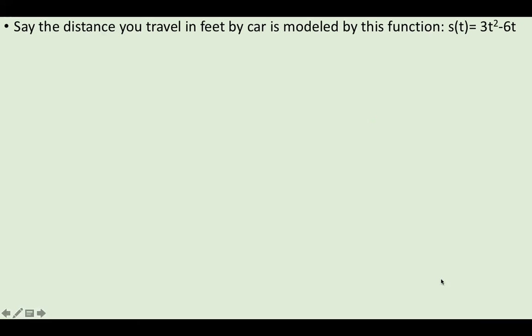Okay, so here's an example that we're going to be looking at. Say that the distance that a car is traveling, in feet, is modeled by this function, s of t equals 3t squared minus 6t. So we have this function that represents the car's distance. t represents time, but I don't know if it's seconds or minutes yet. It didn't say.